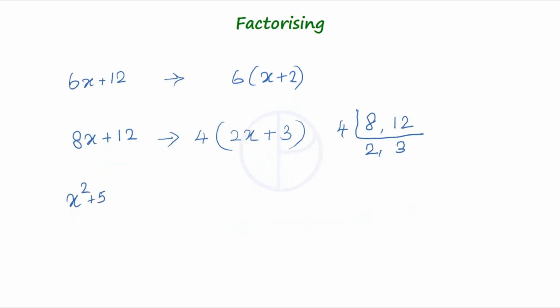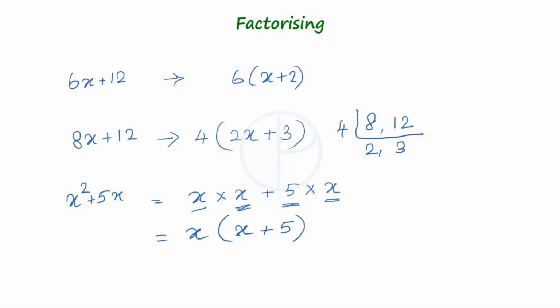x square plus 5x. Here the variable x is common, so it can be written as x multiplied by x plus 5 multiplied by x. So the term x is common, so we'll take out x. If you have taken 1x, the remaining is 1x. So I'm writing x here and I have taken x here. So the remaining thing is x plus 5. Okay, this is the factorized form.